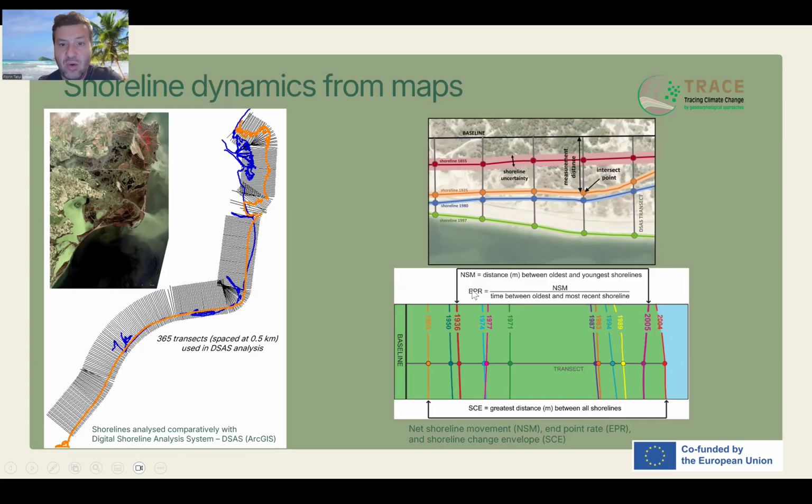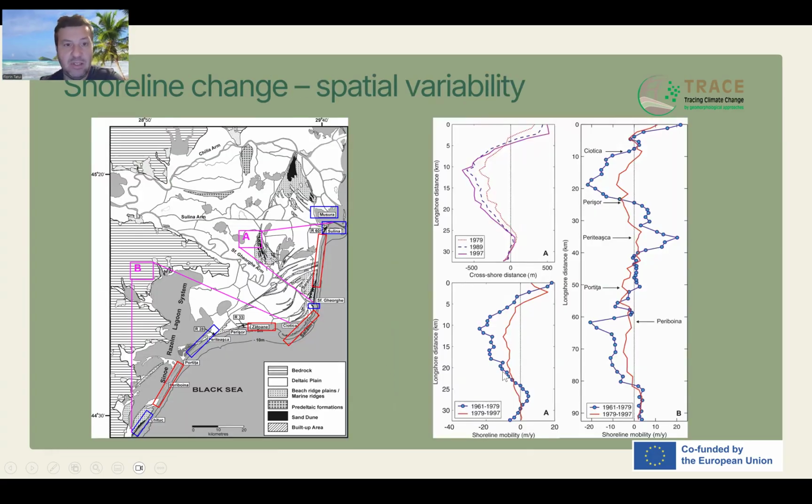For instance, one of them is the net shoreline movement, which is basically the distance between oldest and youngest shorelines, the endpoint rate, which is the ratio between this net shoreline movement and the time between oldest and most recent shoreline, or the shoreline change envelope, which is the greatest distance between all shorelines. And you can see here different examples of this.